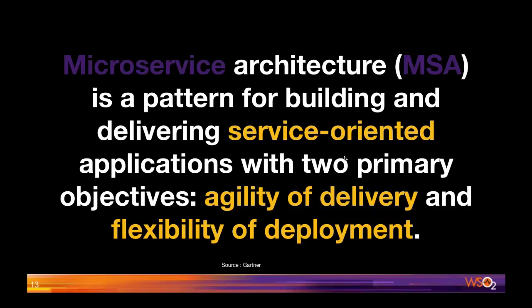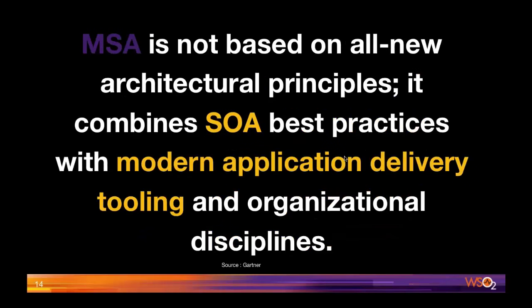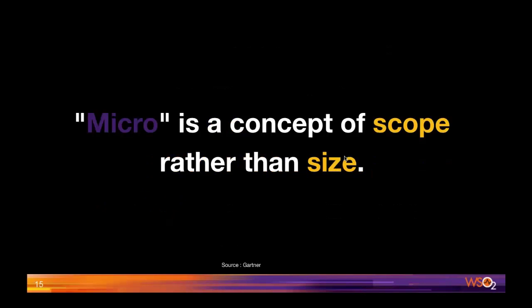So concept-wise, it's basically the same service-oriented concepts that enhance the capabilities using agility of delivery, which we call rapid application development, continuous integration, continuous delivery, and so on, and flexibility to deploy. So it's basically the same SOA concepts enhanced with the modern application delivery and tooling that we find in today's enterprises. One misconception is that people think micro is basically the size. It's not about the size, it's about how you define the scope, stick to one scope, and create microservices, which I will talk about in detail throughout this session.